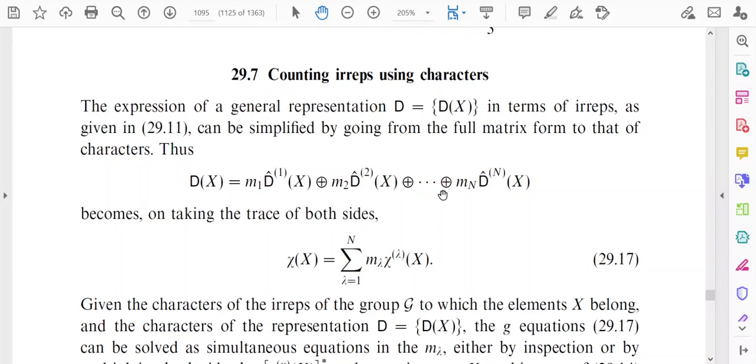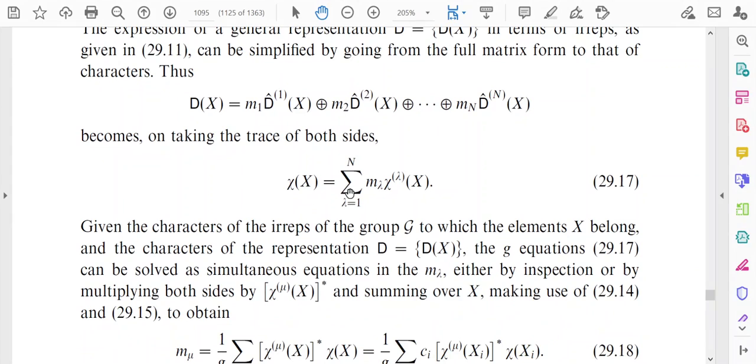This plus symbol is for the direct sum, and if there are m1 number of D1(x) matrices, D1(x) being an irreducible representation, D2(x) is also an irreducible representation and it appears m2 times, this D1(x) appears m1 times, and so on. So this equation we have already discussed before, and if we take the trace on both sides, then the same equation can be written as chi(x) equal to sum of m_lambda chi_lambda(x), where chi_lambda is the character corresponding to the element x.